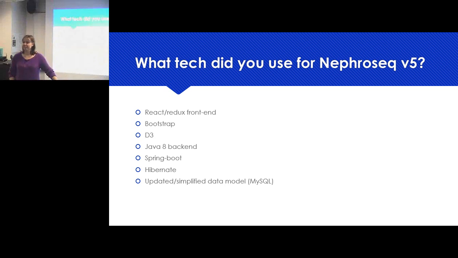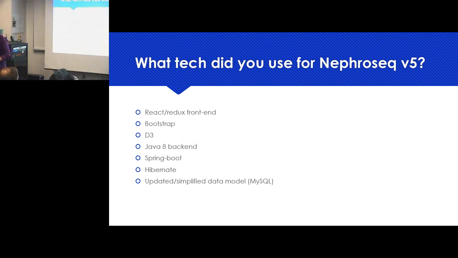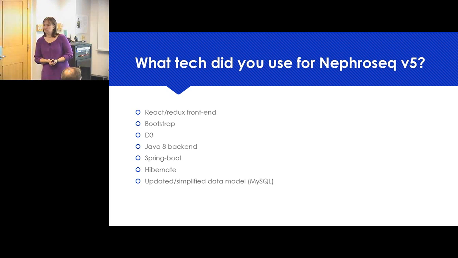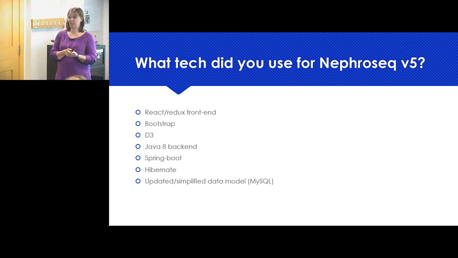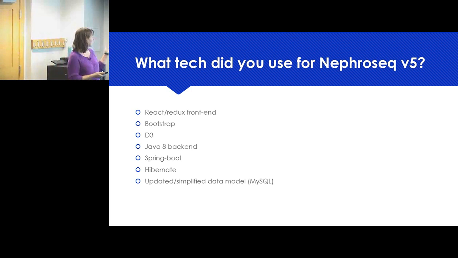When you say you use Java, do you mean the back end is Java or the front end applet is also Java? So for Nephroseq 4, we used Java on the back end and then JSPs on the front end. For Nephroseq 5, we rewrote it, and we're using React and Redux on our front end and Java 8 in the back end. We're using Bootstrap on the front end for helping with our layout and that sort of thing, so that we get a very consistent visual appearance to everything. We're using D3 and a couple of libraries built on D3 for drawing our visualizations, our scatter plots, and our box plots.